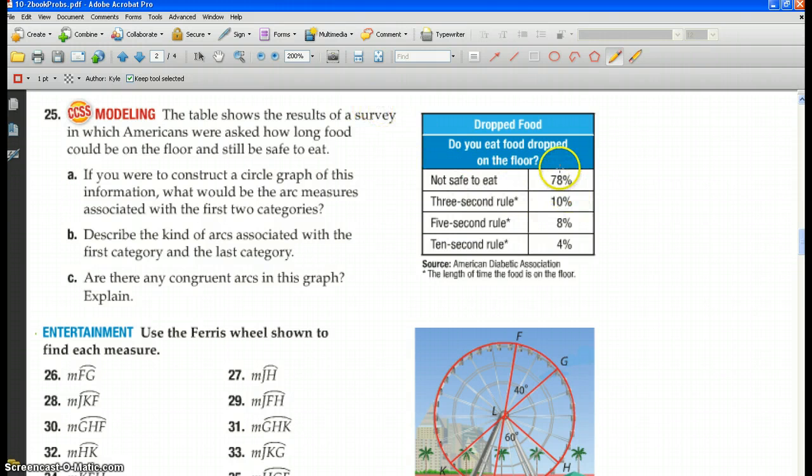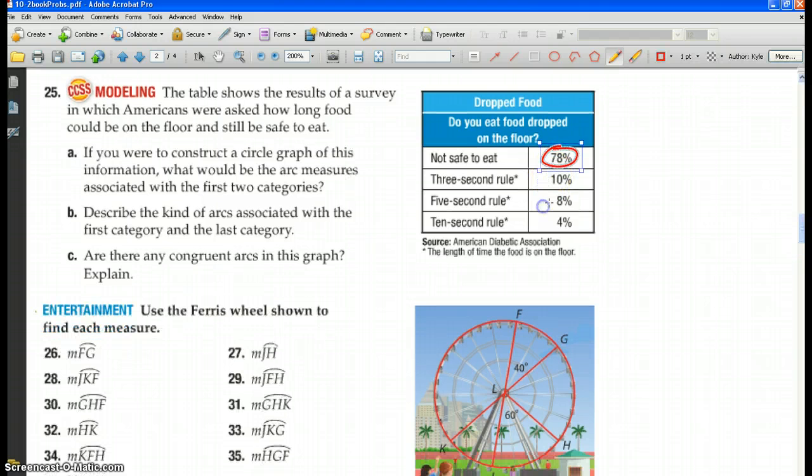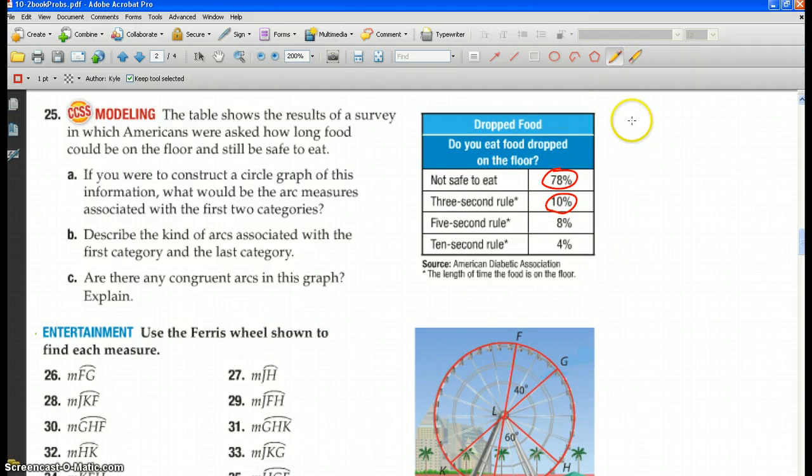So the first category, 78%. The second category, 10%. So our arc measures would be 78% of the circle, or 0.78 times 360, which would give us 280.8 degrees.